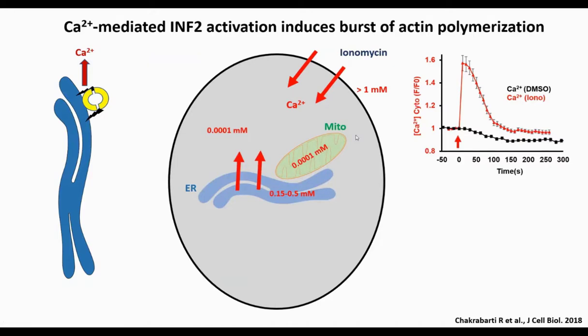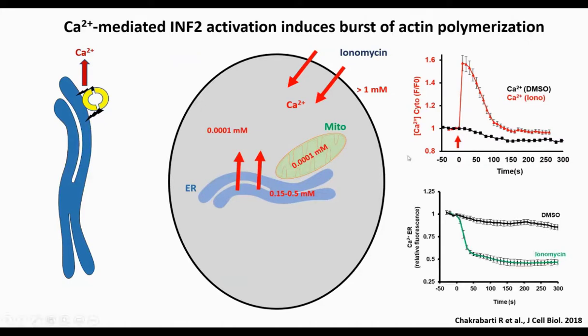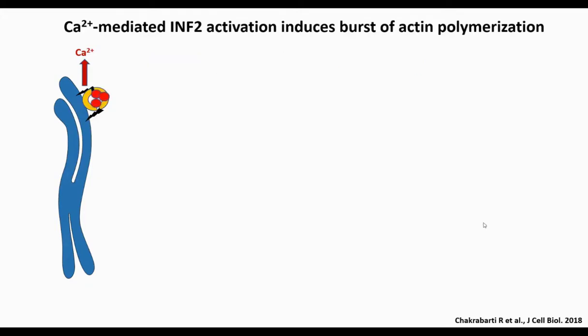And we can measure this if we target a specific ER-bound calcium sensor. We can see that there is a sharp spike downwards of the ER calcium efflux compared to the DMSO control. So either by releasing it from the ER or by bringing it from the extracellular source, we can activate INF2. And once it's activated, the first thing it does is make this nucleus of actin and then elongate the actin filaments on the ER.